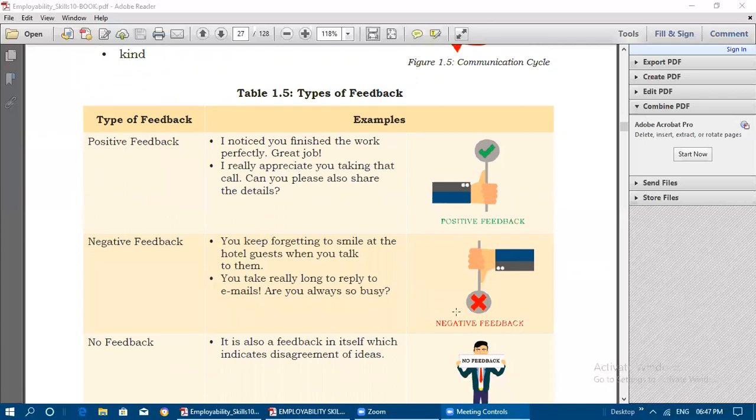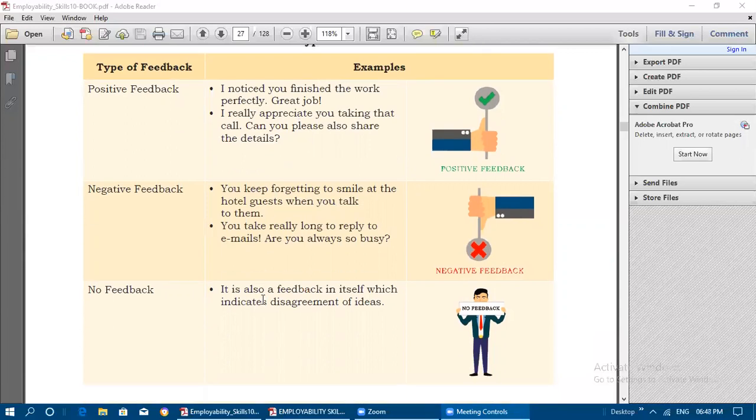And negative feedback. You keep forgetting to smile at the hotel guests when you talk to them. This is the kind of negative feedback. You take really long to reply to emails. Are you always so busy? If you are asking like that, that is negative feedback.